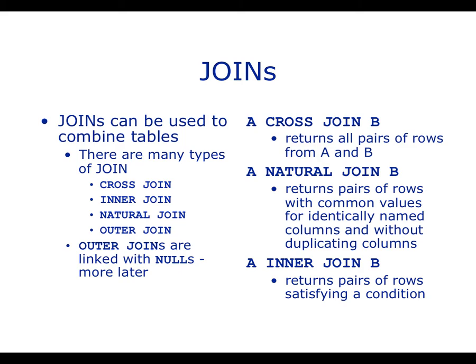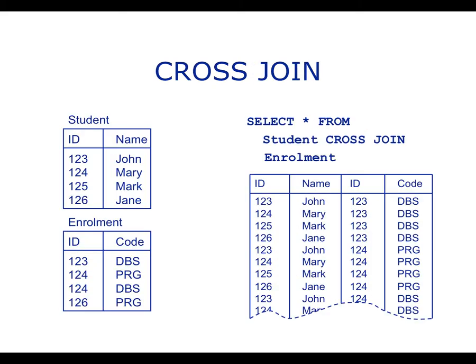If I'm looking at a natural join, I'm going to be returning pairs of rows with common values for identically named columns and without duplicating columns. And if I'm doing an inner join, I'll be returning pairs of rows satisfying a specific condition. Here's a good example of a cross join.